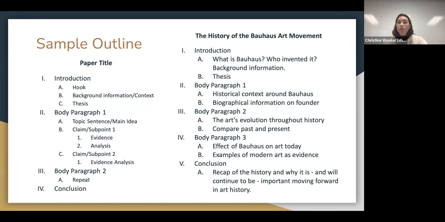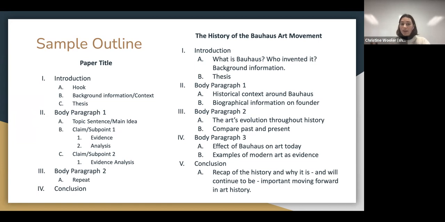So like the introduction would be like, what is Bauhaus, who invented it, background information that my reader needs to know before going to my thesis. And my thesis is my claim, my argument, what my paper is going to be about. Body paragraph 1, that's going to be historical context, really fleshing out what is Bauhaus, what does my reader need to know for the rest of my argument. Biographical information on the founder could go there.